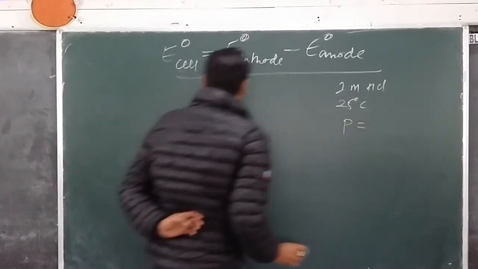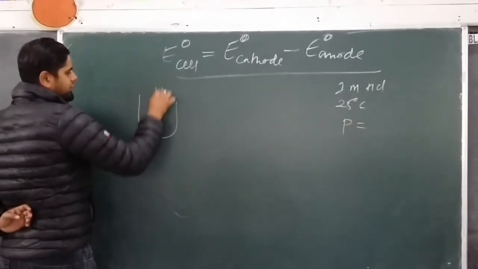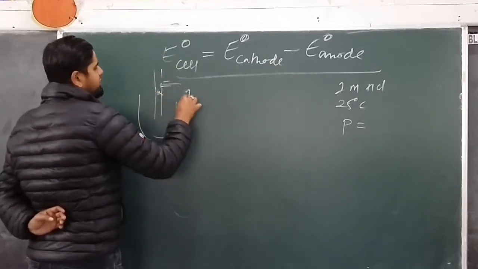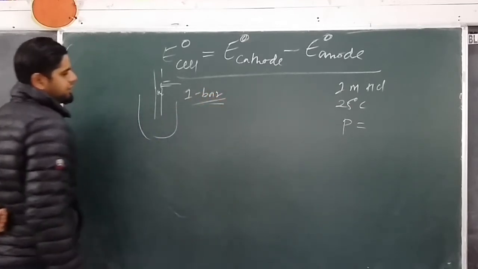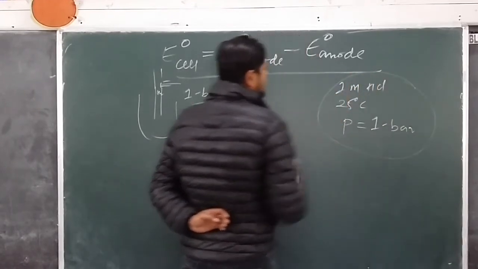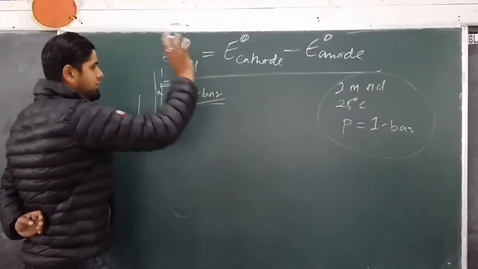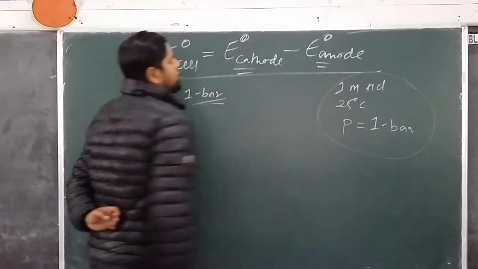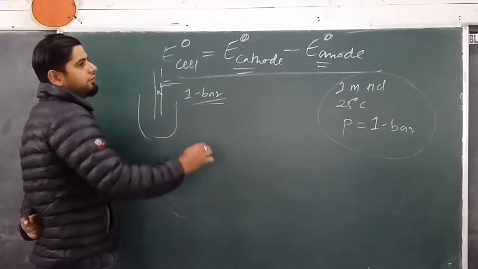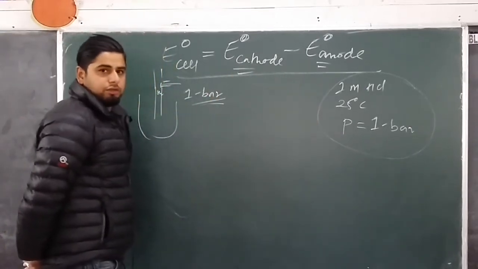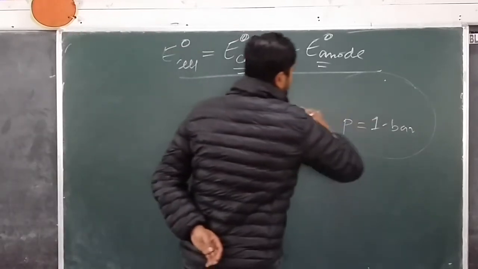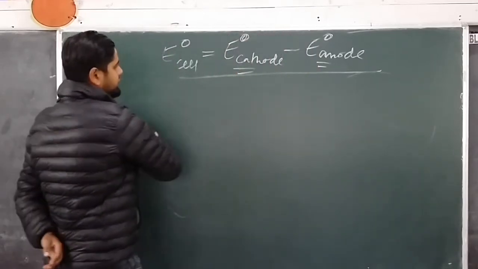I forgot to mention pressure here. In the standard electrode potential, when we pass H2 gas here, the pressure maintained must be 1 bar, the standard pressure. If these conditions are there, and there is a comparison between any electrode with SHE, then this is called the standard electrode potential for each electrode. If you go through the notes carefully, you can easily understand.